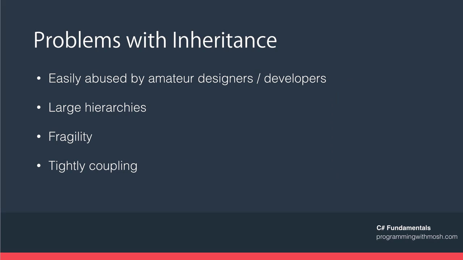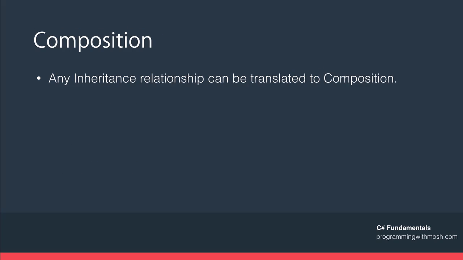So that's the reason inheritance can easily be abused by amateur designers and developers, and it results in large hierarchies. And such hierarchies are fragile because of the tight coupling between classes. Now I want to show you something. I want to show you that any inheritance relationship can be translated to a composition, and that can result in great flexibility. So let's review the same problem and see how we can model these classes using composition.